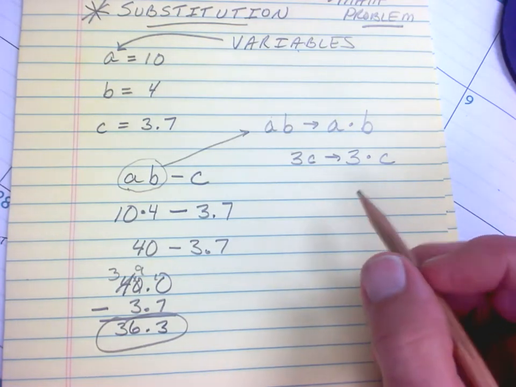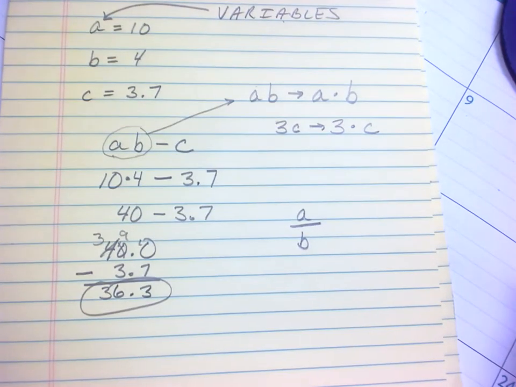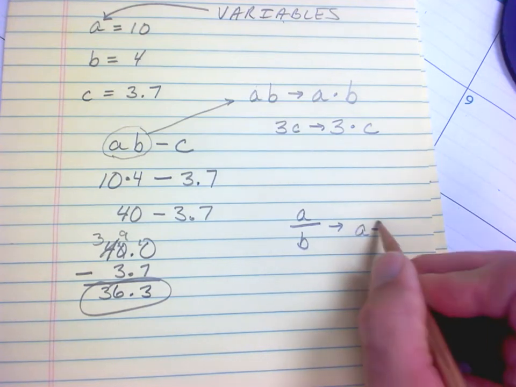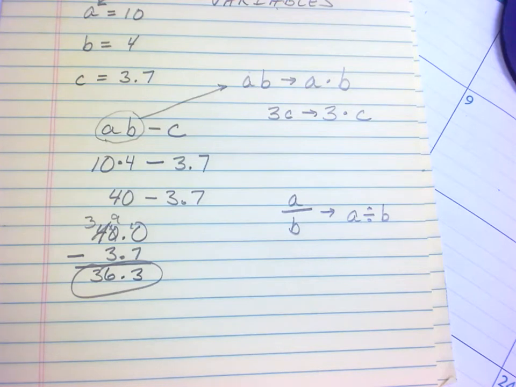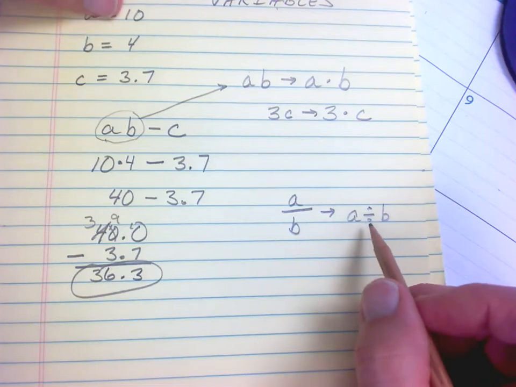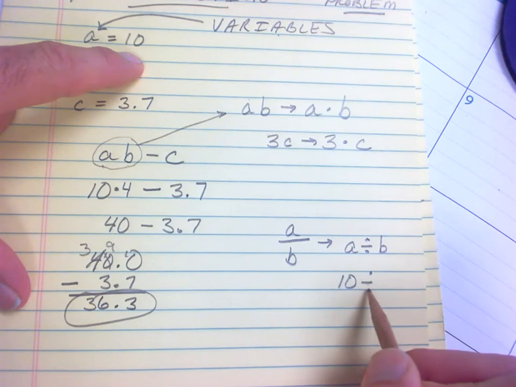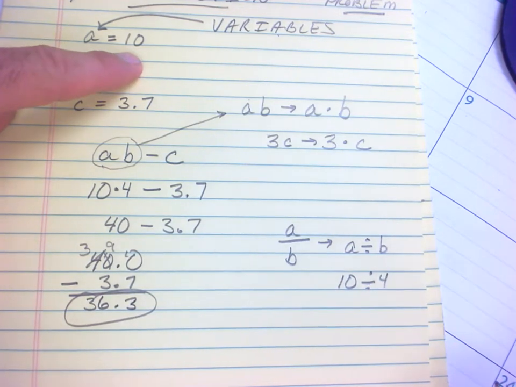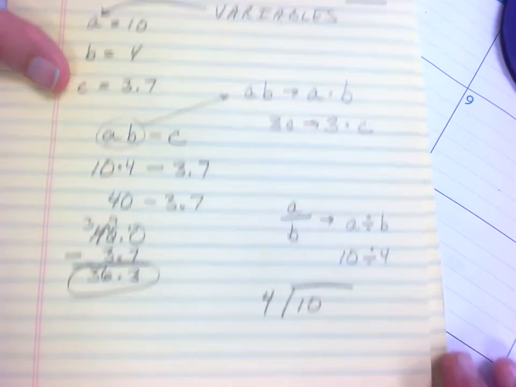So that would be one example of what you may be asked to do this evening. We may go ahead and look at another setup. We could look at A over B, and again, we've discussed this in class. That bar is just another one of our symbols for division. So this would translate into A divided by B, which after substitution, we go back up here and get our terms. We're really looking at 10 divided by 4.